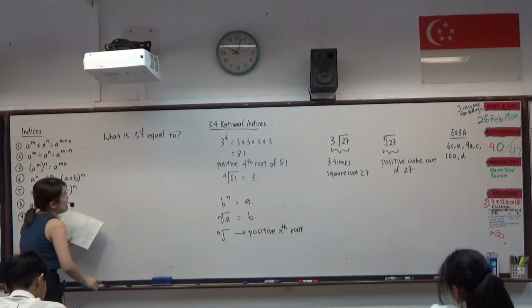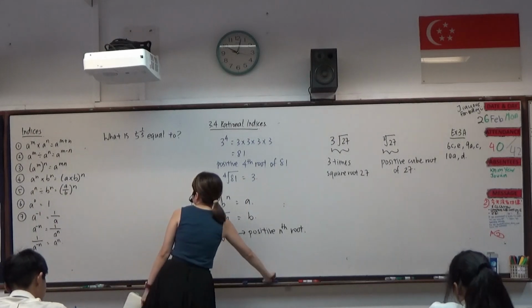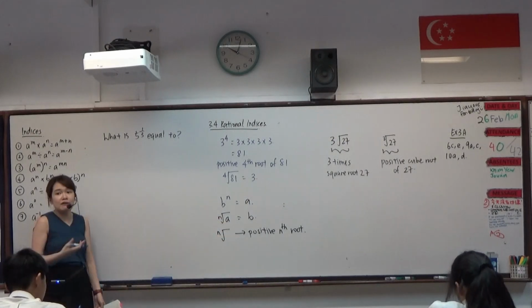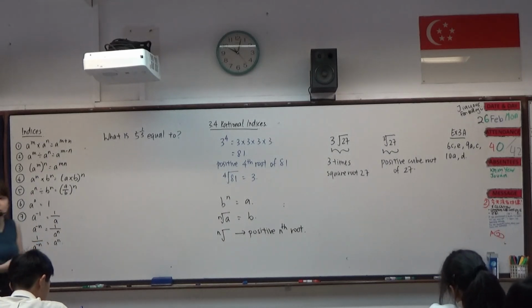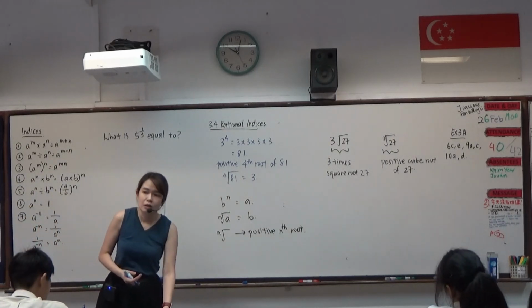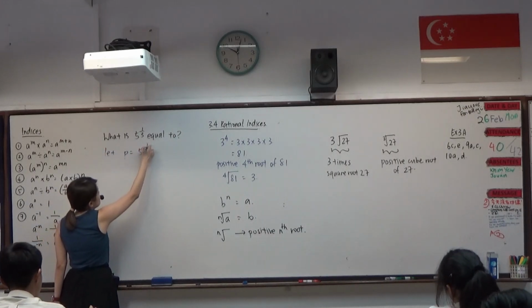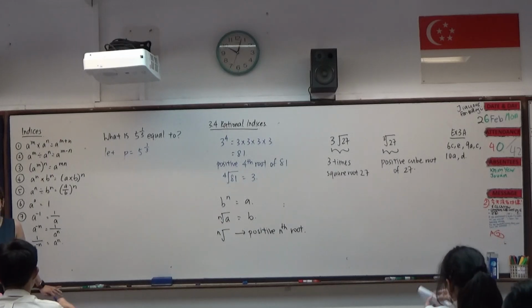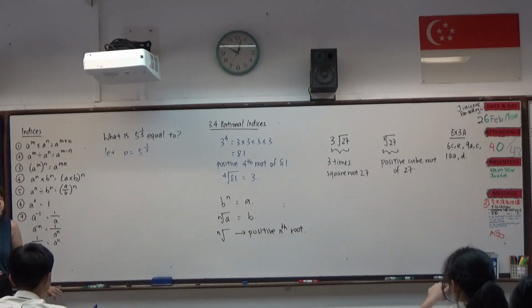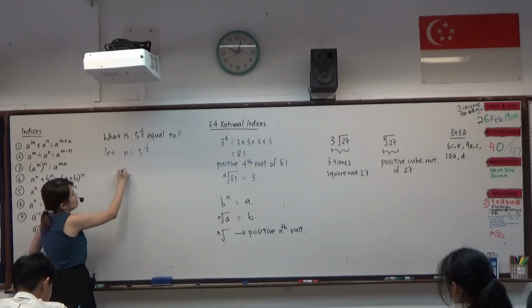What is 5 to the power 1/3 equal to? Because you're trying to see, the power is a fraction. You want to know what does this equal to. Let's pick this figure up. I don't know what it is, so I let P be equals to 5 to the power 1/3. I want to know what P is. I know some skills in indices already.